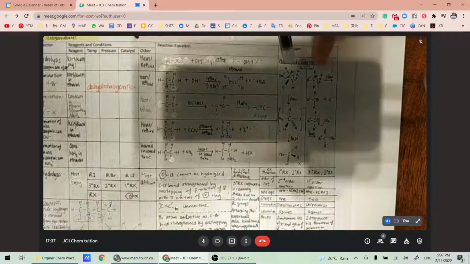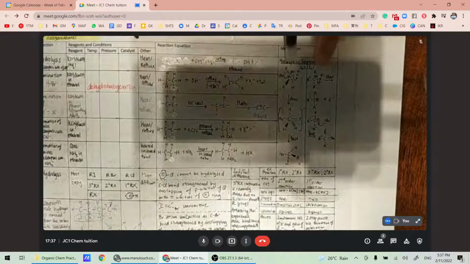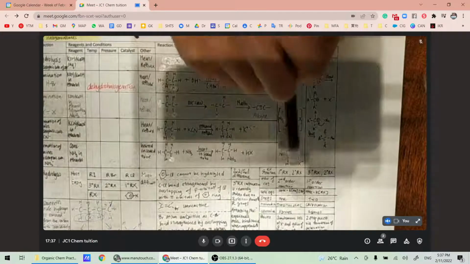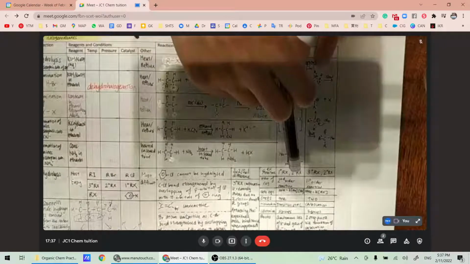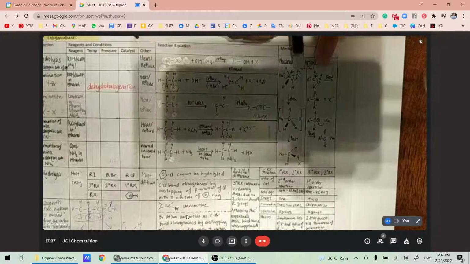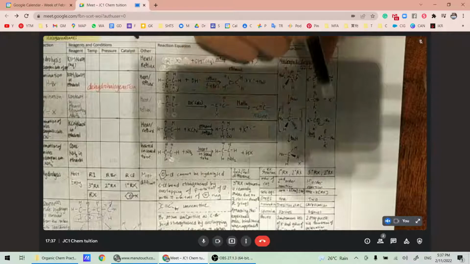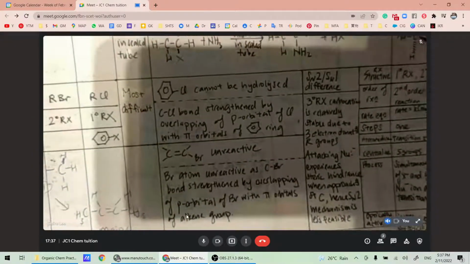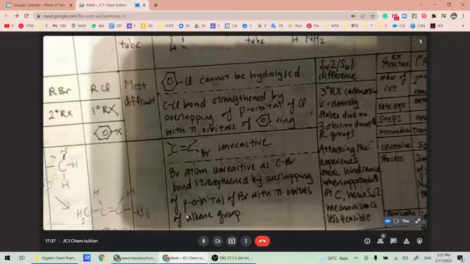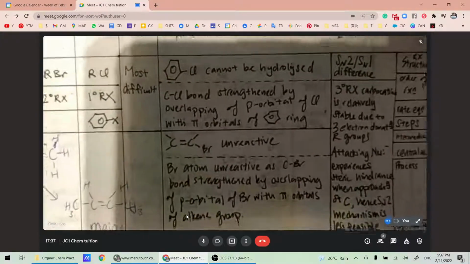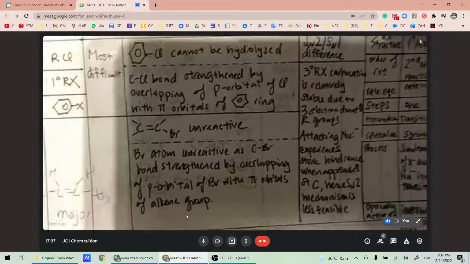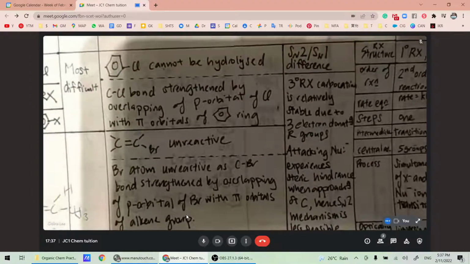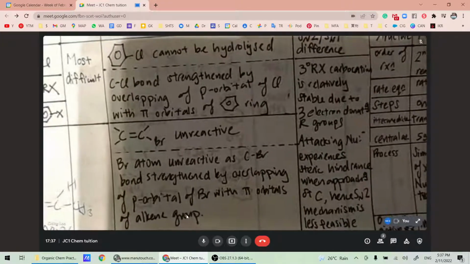Next is the difference between SN2 and SN1. Why do tertiary undergo SN1 and why do primary undergo SN2? The reason is that the tertiary halogenoalkane has steric hindrance due to having three electron donating R groups, and the carbocation that is formed is relatively more stable.